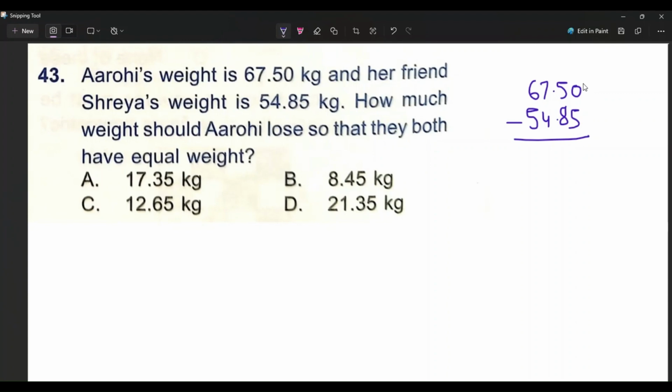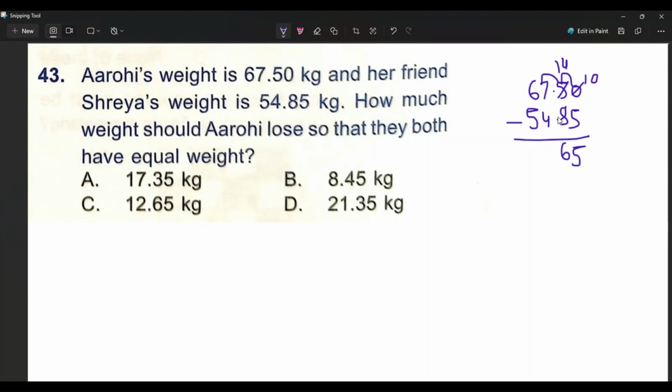0 minus 5 will not be subtracted. So take a borrow from here. It becomes 10. 10 minus 5 is 5. So 1 when borrowed, it becomes 4. So 4 minus 8 will not go. Take a borrow. It becomes 14. 14 minus 8 is 6.